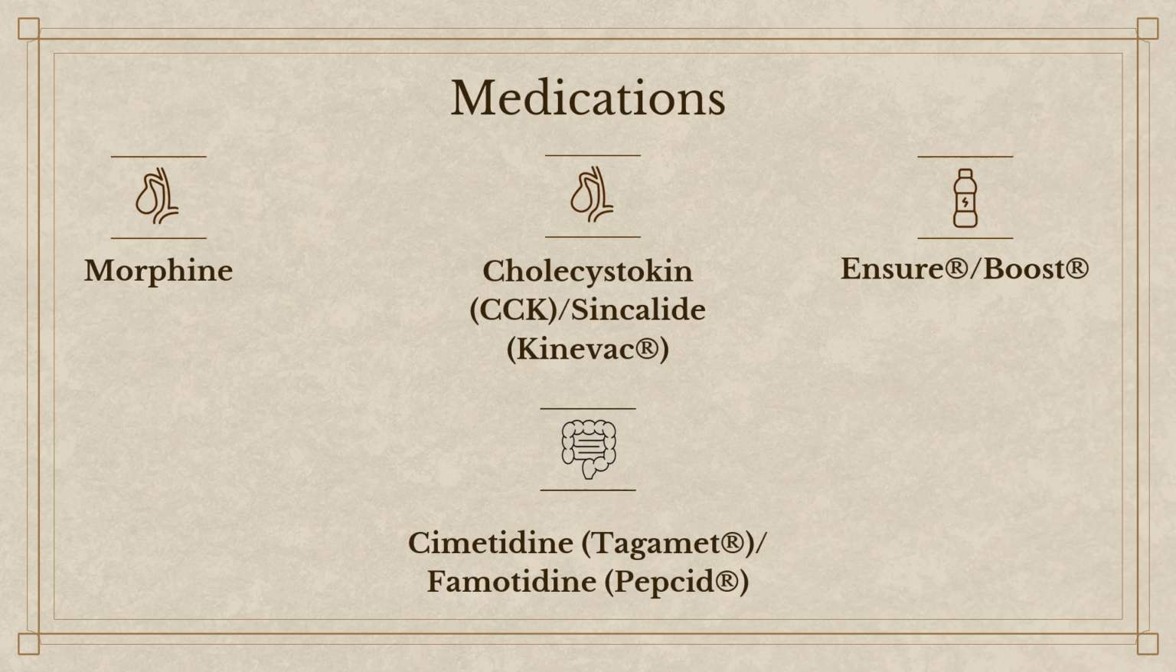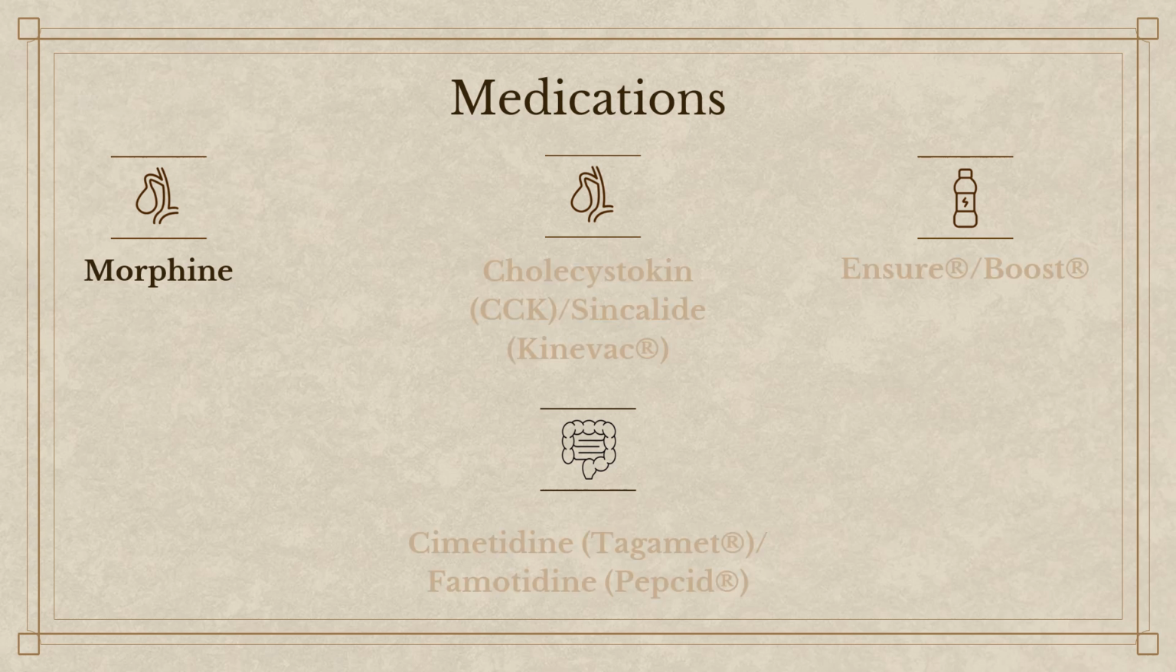The substitute for CCK is Ensure or Boost, which really aren't medications, and I'm not sure why the NMTCB lists them on their interventional medications on the components of preparedness. But whatever. The gastrointestinal medications are cimetidine and famotidine. Bet you didn't guess that. So let's start with morphine.